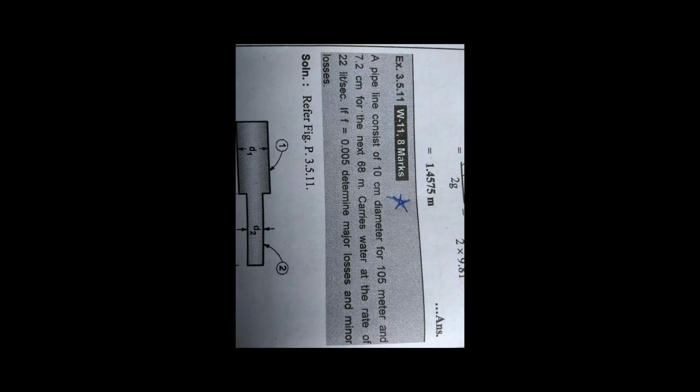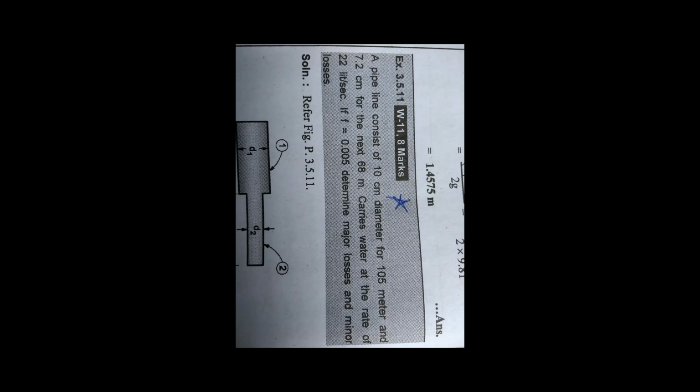Plus they also mention the discharge Q, 22 liter per second. So to convert this 22 liter per second into the meter cube per second, we just divide it by 1000. That will give you 0.022 meter cube per second. Also, they given the frictional factor at 0.005.